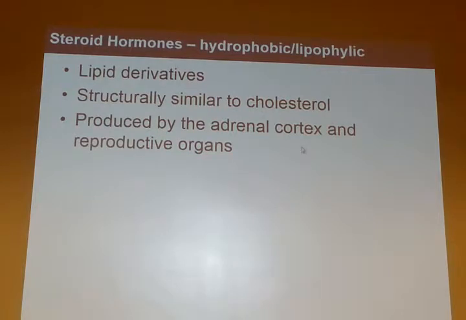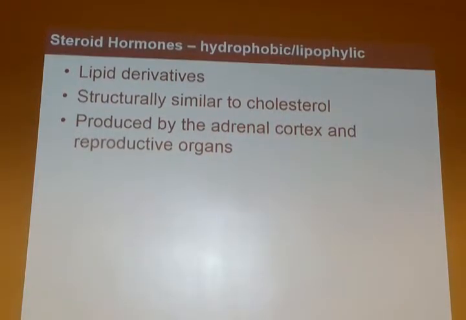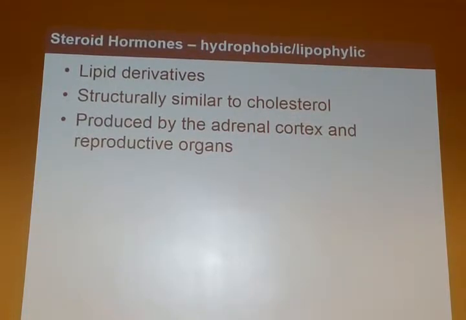The adrenal cortex uses cholesterol to make glucocorticoids to control your blood sugar levels. It will make mineralocorticoids to control sodium and potassium. It will also make androgens that you can then convert into testosterone and estrogens.